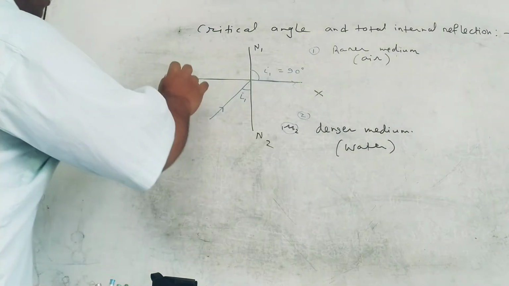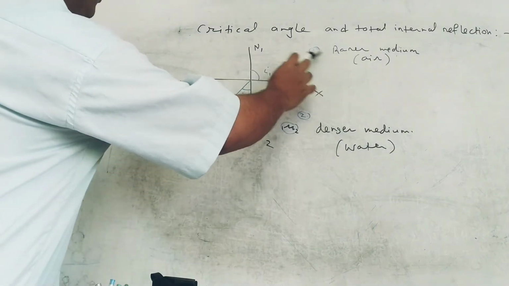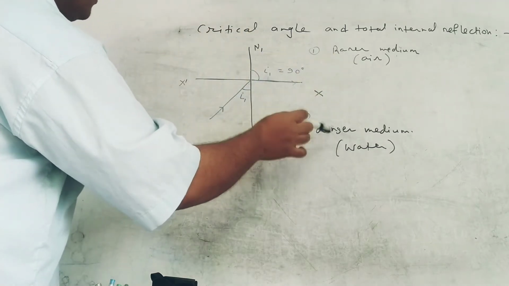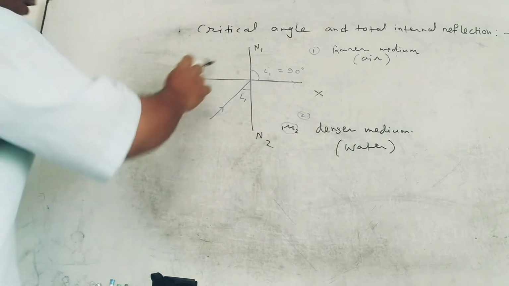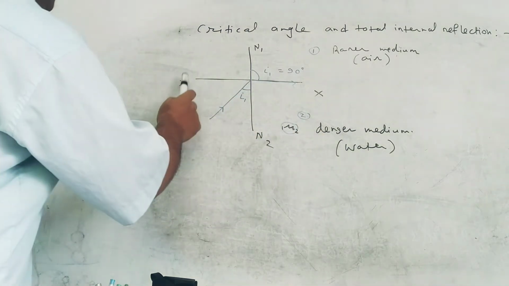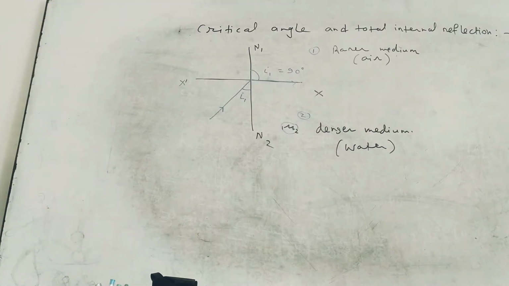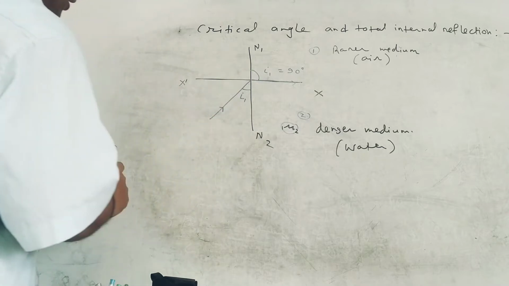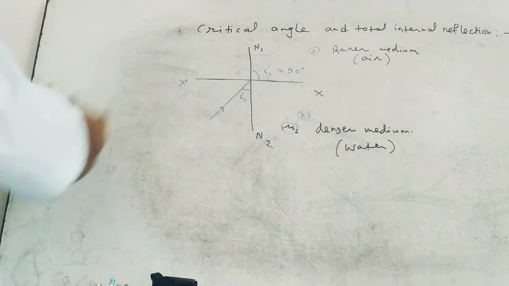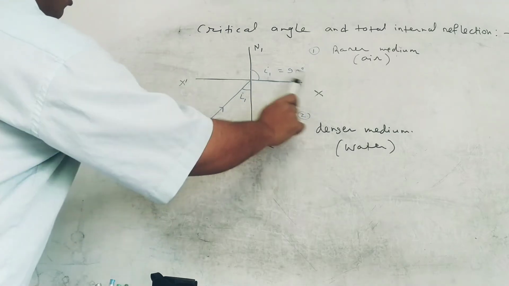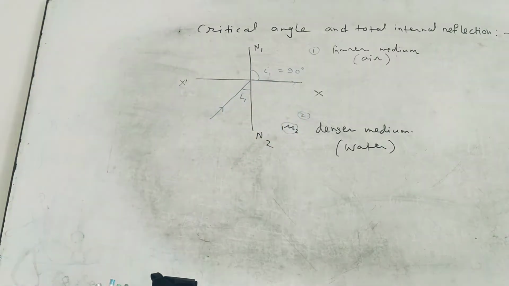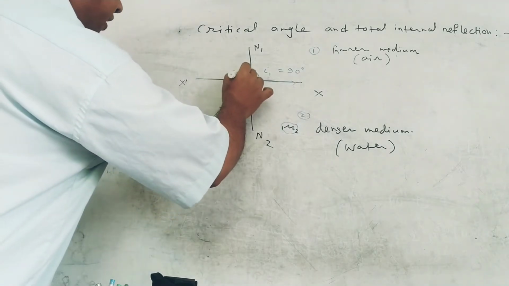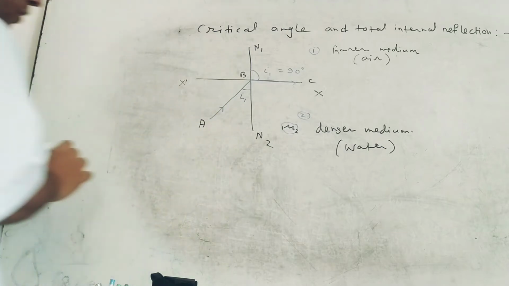Let the first medium be a rarer medium, say air, and the second medium be a denser medium, say water, and the two media are separated by a plane X'X. N1N2 is the normal drawn at the point of incidence to the plane of separation, that is X'X. Here AB is the incident ray and BC is the refracted ray.